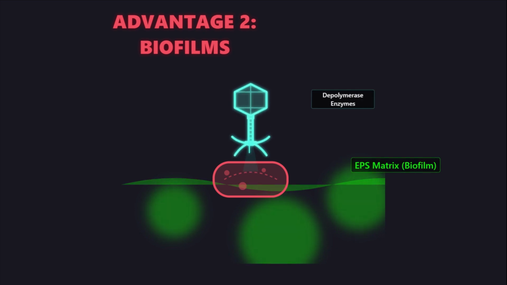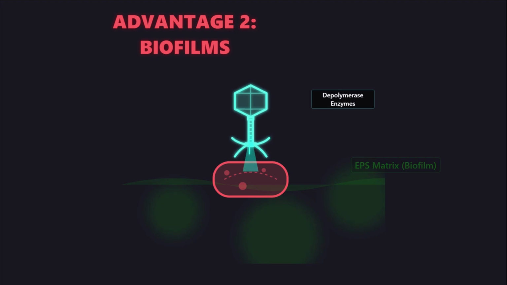Many therapeutic phages encode specific depolymerase enzymes, often located on the tail spikes. These enzymes specifically degrade the EPS components, facilitating phage penetration and access to the embedded bacterial cells. This enzymatic action makes phages highly effective in treating chronic infections associated with indwelling medical devices or persistent wounds.